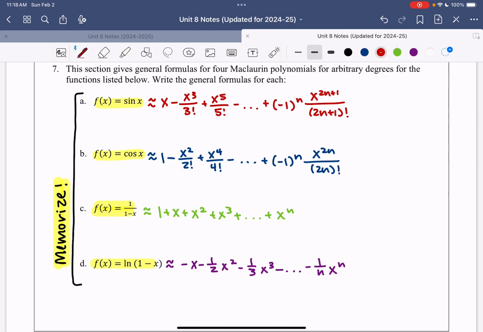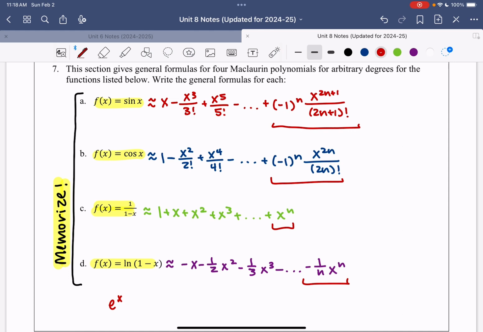We're going to talk about the fifth one. The fifth one will be e to the x. We'll do that in our next section in 8.3. But this is going to need to be memorized. So I'm going to be looking to see that you have the first couple of terms memorized. I can't remember if it's 3 or 4, but you will also need to have the general form memorized as well, okay?